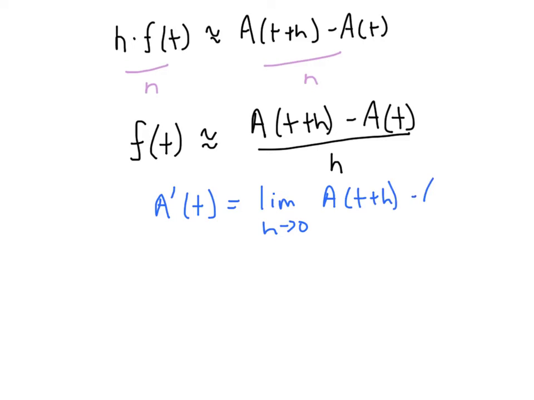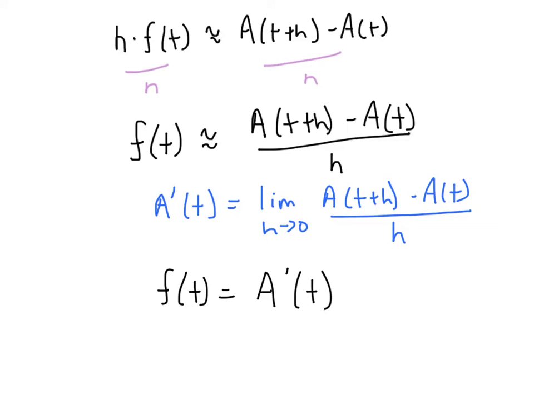A of t plus h minus A of t over h. That's that definition of derivative that we didn't really like to use for calculations, but it's important for actually defining the derivative. So I have this thing where if h goes to 0, I get the derivative. But if h goes to 0, my difference is actually just f of t, because there's no width on that rectangle. It's just the height of that left-hand endpoint. So what I can tell from this is that f of t is equal to the derivative of A at point t.